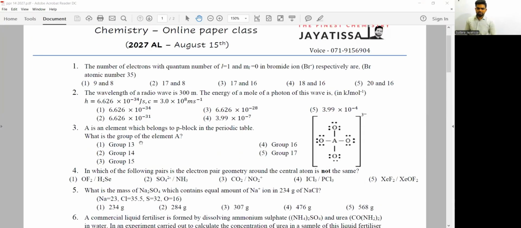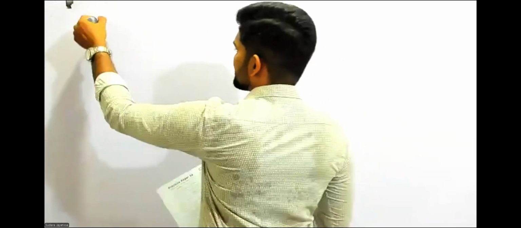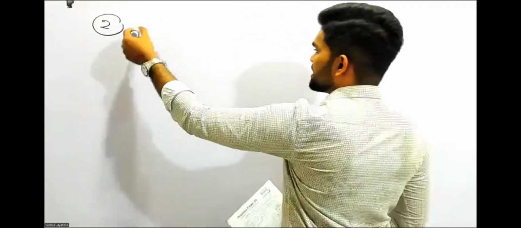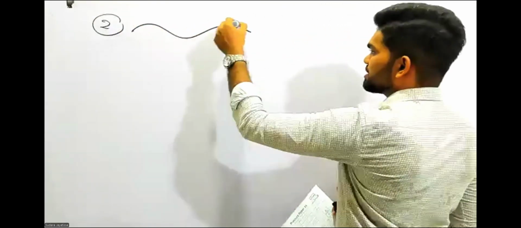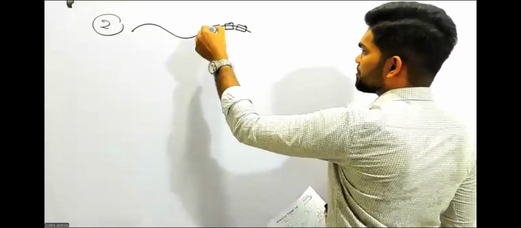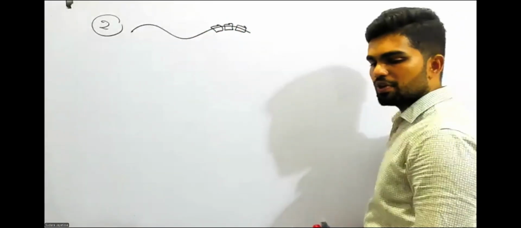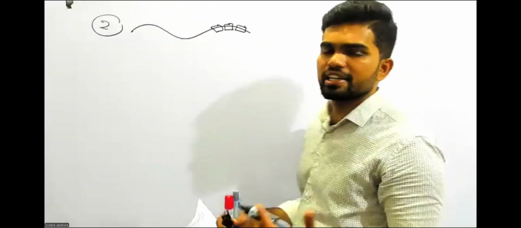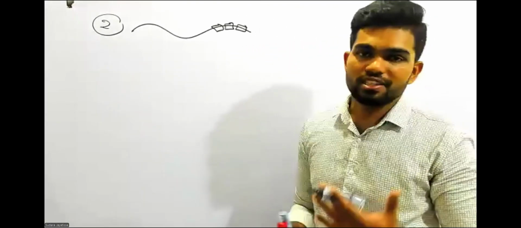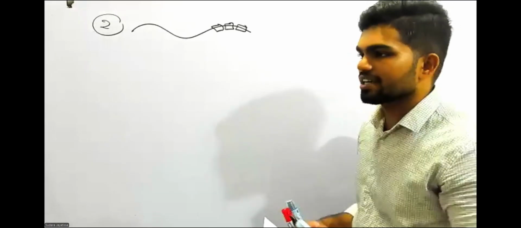The wavelength of a radio wave is 300 meters. It's asking the energy of 1 mole of photons. So what is the formula? It's a direct substitution. We know that electromagnetic waves are actually a flow of energy packets. We discussed electromagnetic radiation as a quick revision in our recovery class for the newcomers. So you can access the recording from the group and go through that again.